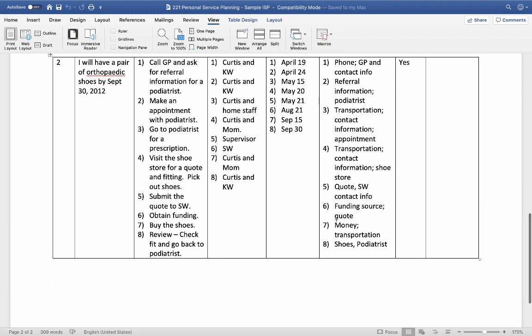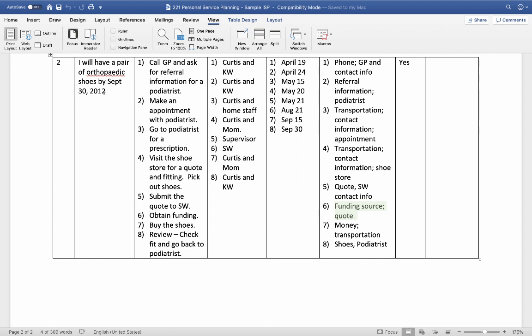The funding source is a place that we can send that quote in that application. If we don't have a funding source, what happens if tomorrow the government of BC says we're no longer going to fund orthopedic shoes? Well, we'll later on have to tell people that we couldn't achieve our goal, or that we had to change the way we achieved our goal.